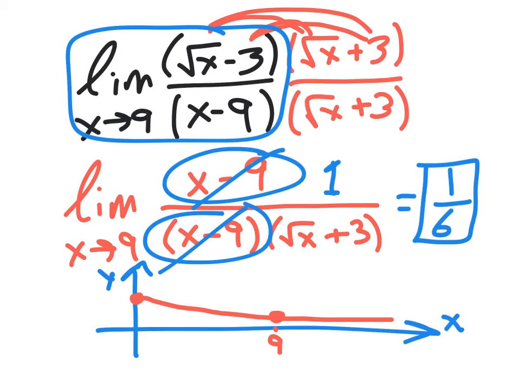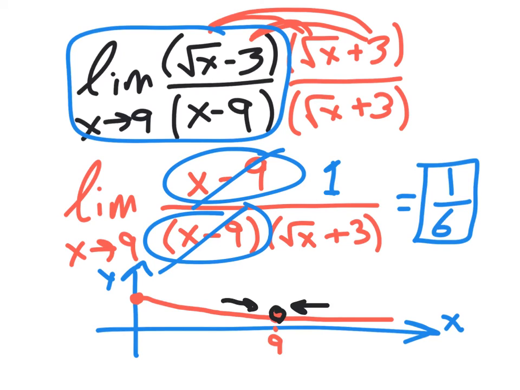But you want to notice it's actually undefined at that spot. But as I come in from the left and I come in from the right, notice that the heights, the values of the function on both sides, are clearly approaching that same value. And this is what we call a removable discontinuity when this happens.